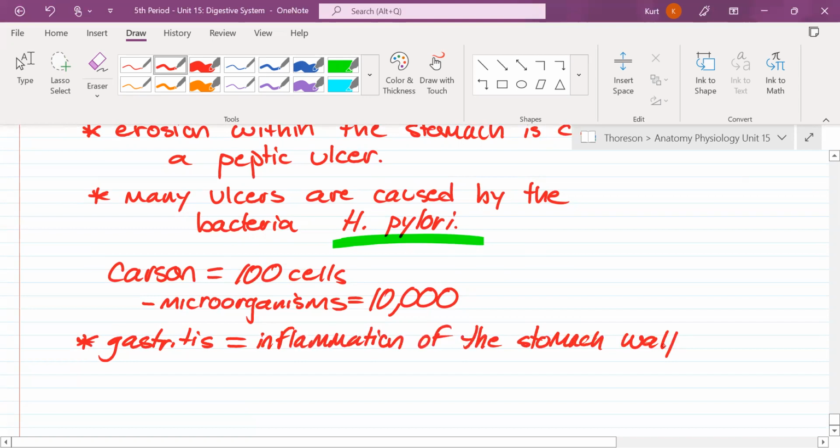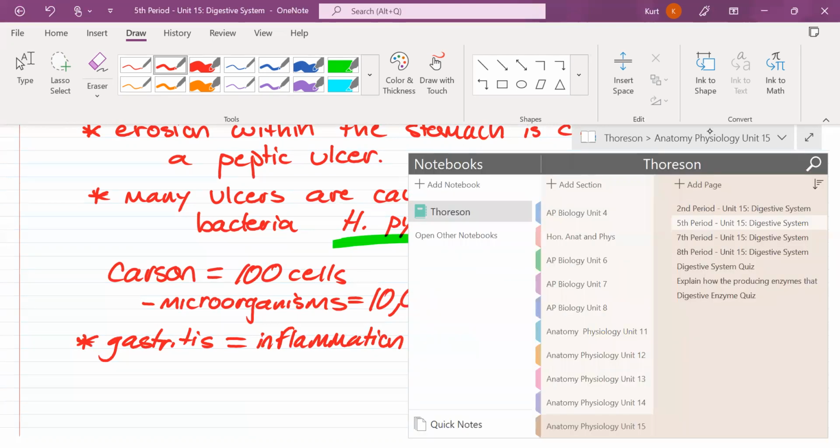All right, you can take a little break from writing before we move on to the liver. And I want to show you some pictures of ulcers and some stomachs, okay? Yes, Jacob, go ahead. All right.